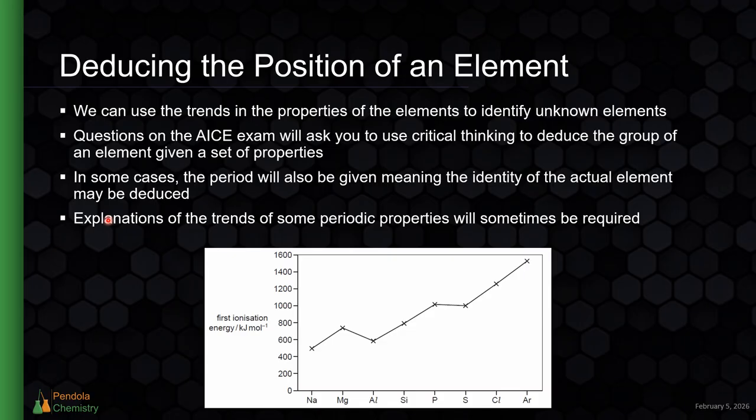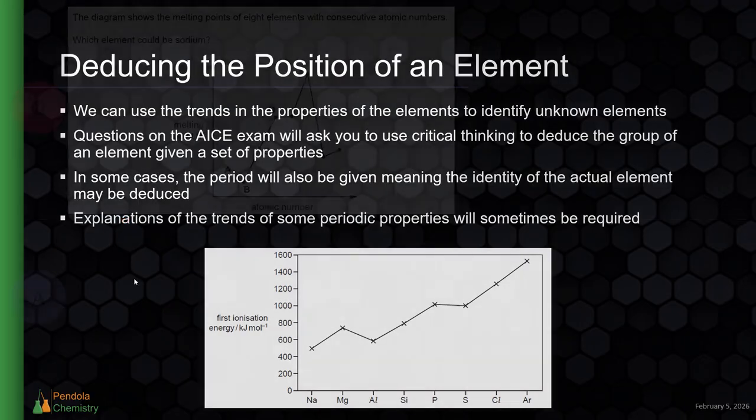This does not only go in the way that they ask you for what the element is, but in a lot of cases you'll have to actually explain the trends that you're using and explain the periodic properties for those elements and how you came to that conclusion. This is obviously a lot more common in paper 2 than paper 1, as explanations are usually a 2 or 3 point question. So let's look at some example questions here.